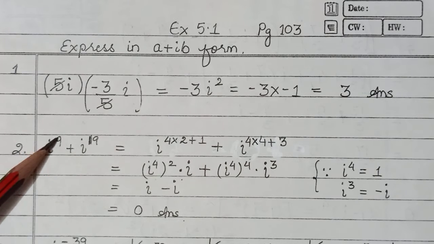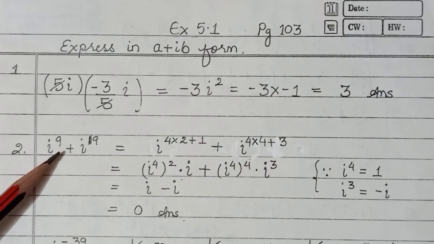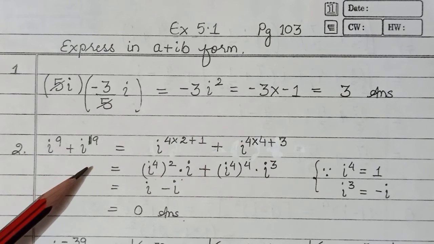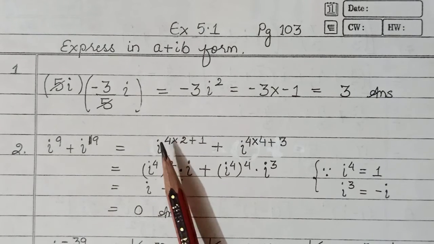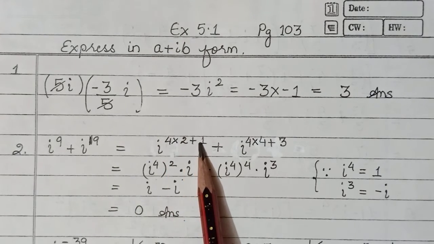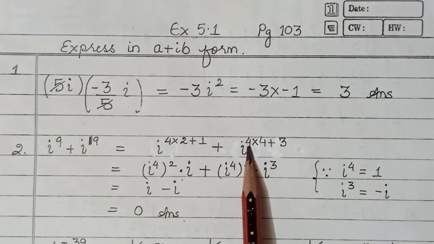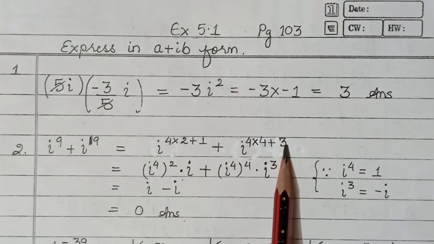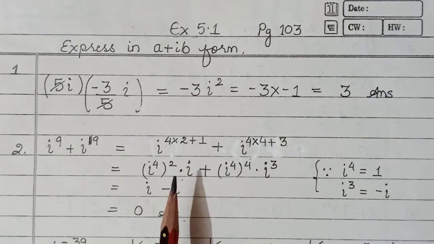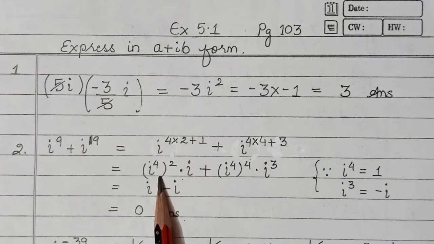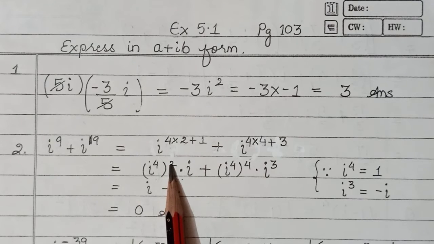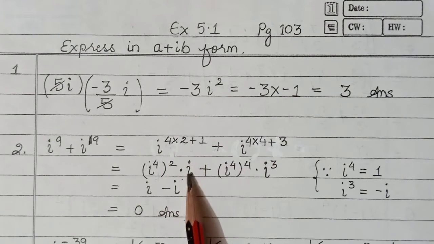Okay, higher powers of iota we had studied. So we had seen that we are going to write them as multiples of 4 plus minus whatever, and certain first 4 powers were defined. So i to the power of 9 can be written as 4 2s are 8 plus 1 is 9. And here as a multiple of 4, 4 4s are 16 plus 3, 19. Okay, why did we write it like that? Because we know that i to the power of 4 becomes 1. So this would reduce to 1 square, and then plus means into another i.